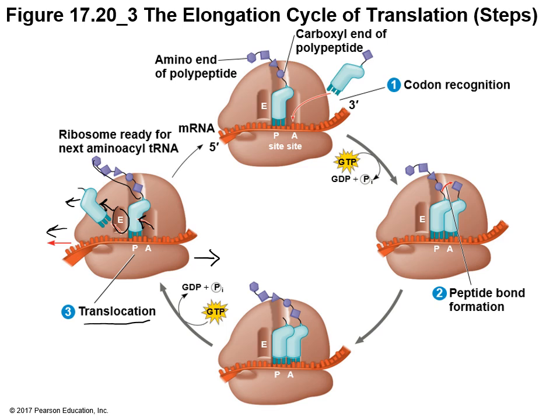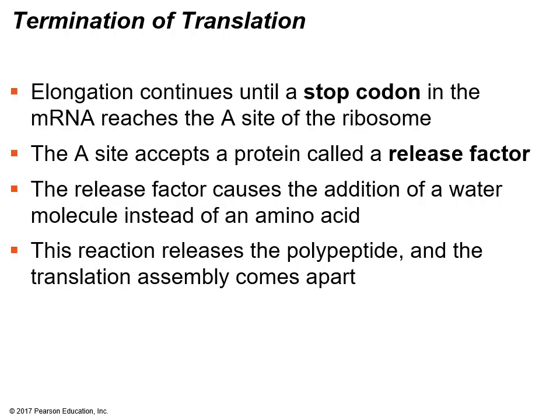Okay, so this cycle is going to repeat. A new tRNA is going to come in again at the A site, and so on. But when does translation stop? And that brings us to termination.